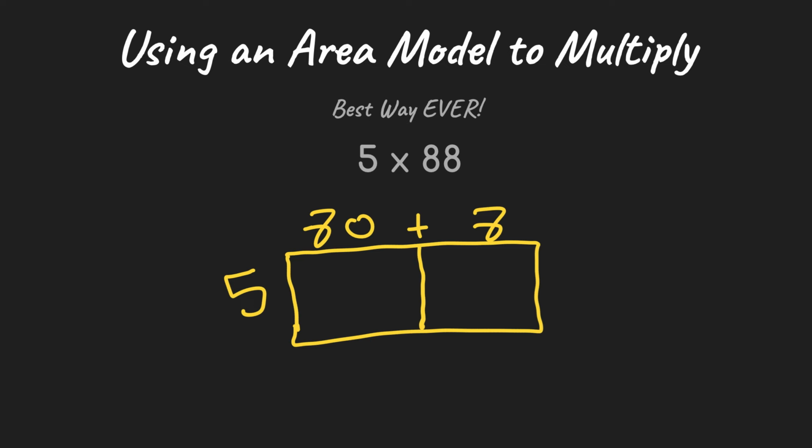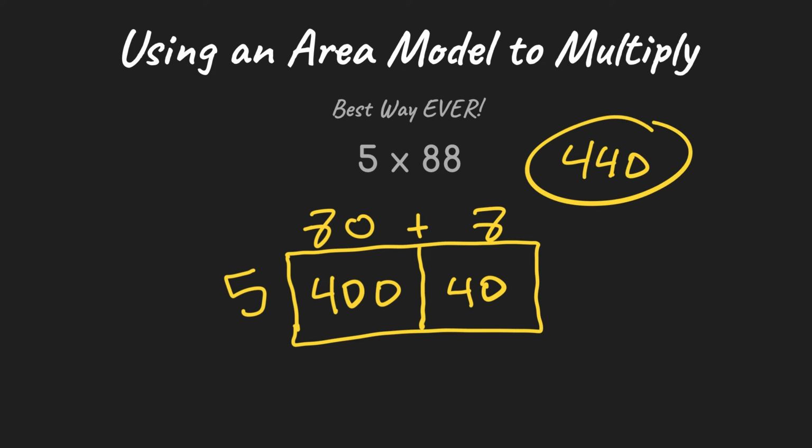All right, 5 times 8 I know is 40. So that means 5 times 80 is going to be 400. 5 times 8 is 40. And then look how quick I can do that. 400 plus 40, 440. We just did multiplication, y'all. Look how easy that was. If you're not good at your facts, it may take you a little bit longer, but that's okay.